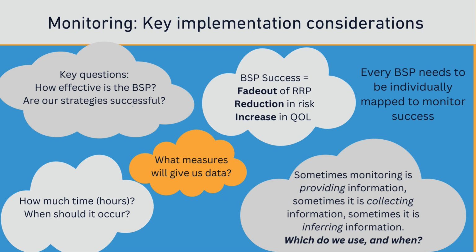If we look at the top right of our page, we can see that behaviour support plan success is made up of an equation: fade out of restrictive practices, reduction in risk, and increase in quality of life equal BSP success. And we need to be able to measure that in both quantitative and qualitative ways.